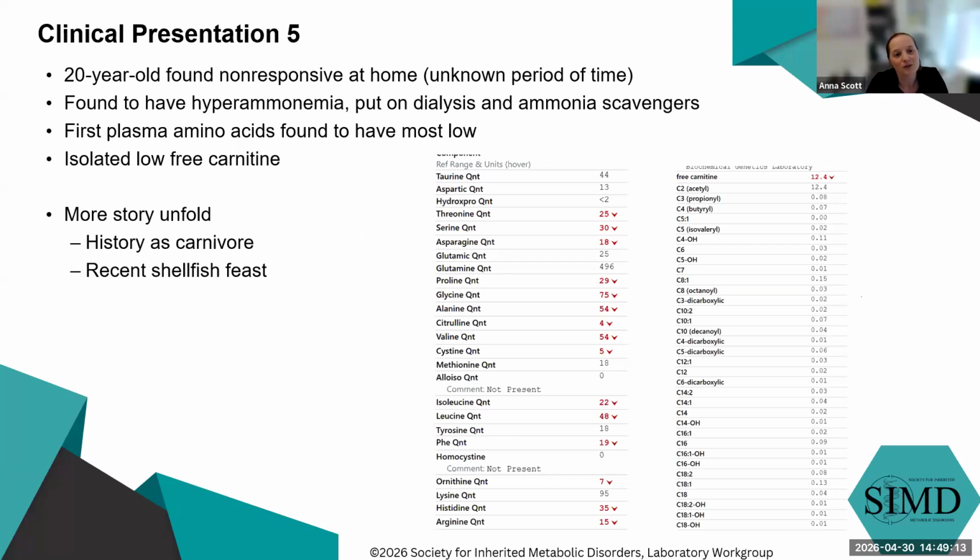Case 5, a 20-year-old found non-responsive at home, unknown period of time, found to have hyperammonemia, was put on dialysis and ammonia scavengers. Hot mess of free amino acids because of that dialysis and protein restriction, very low free carnitine. More of the story unfolded. I learned that this patient was a bit of a carnivore, enthusiastic protein eater, but had recently had a shellfish feast. Question: urea cycle defect, or acute toxicity from ingestion of something?